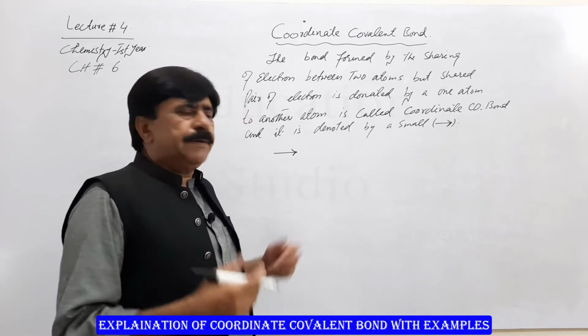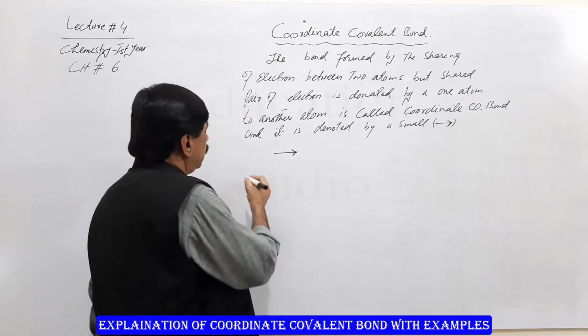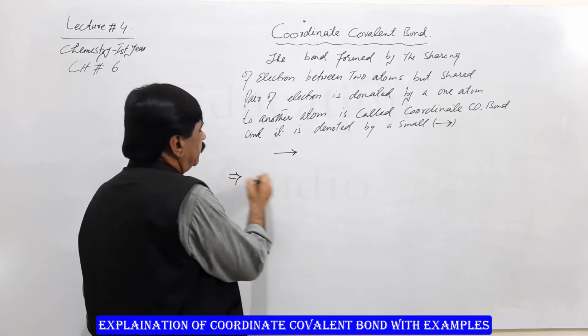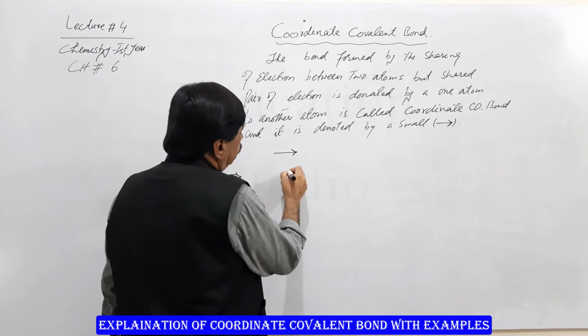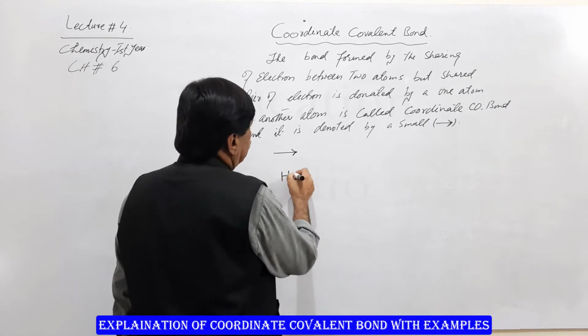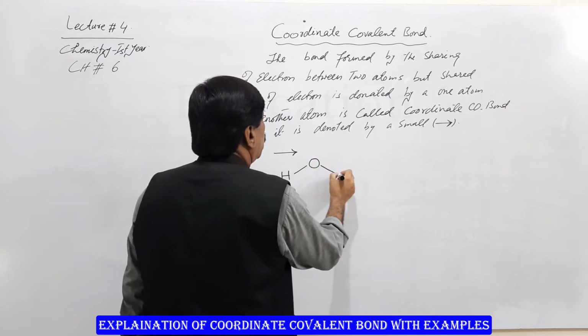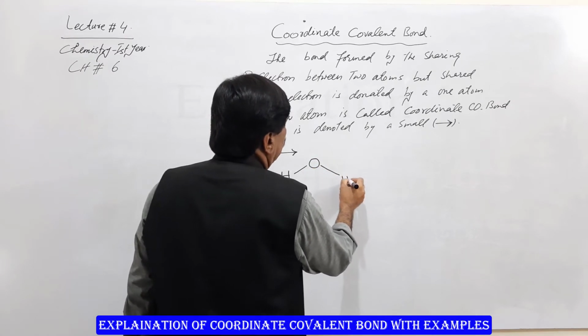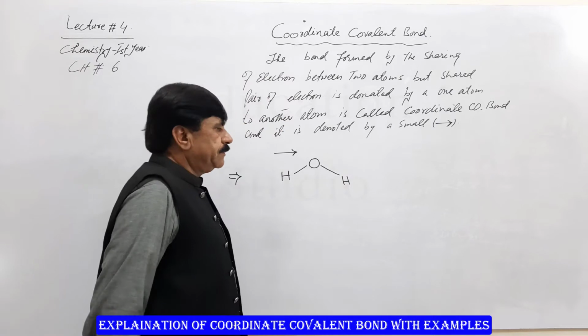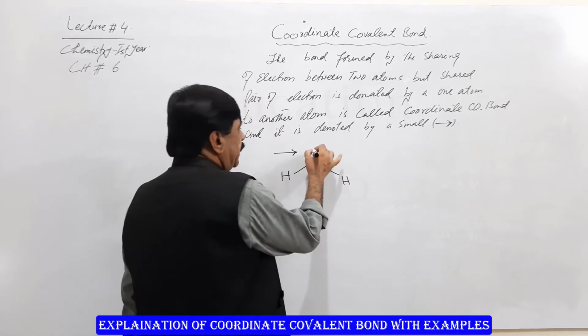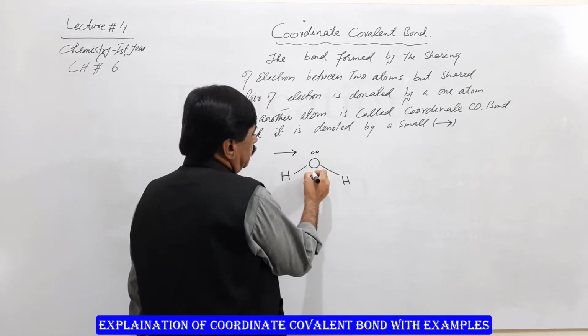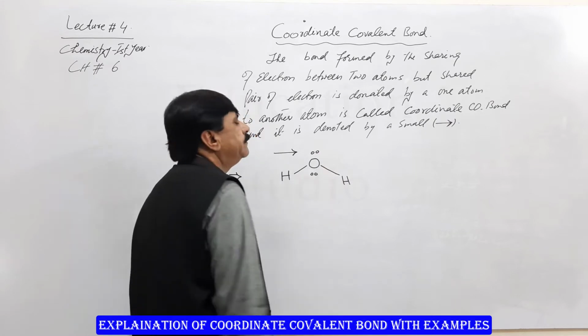Let's take an example here. We know that water comprises one oxygen and two hydrogen atoms. That oxygen atom has two lone pairs.